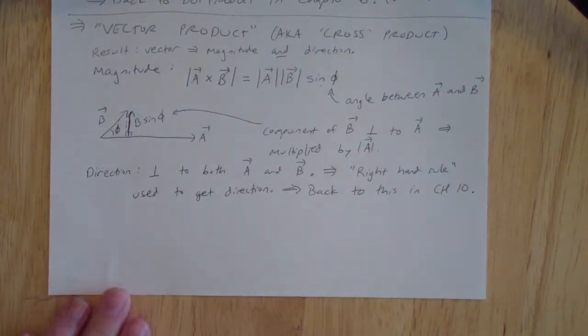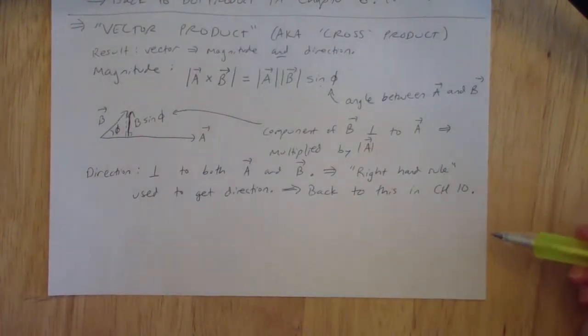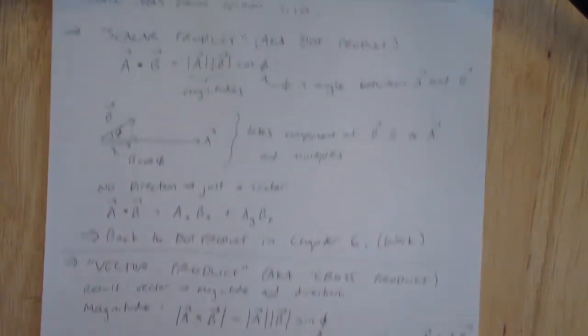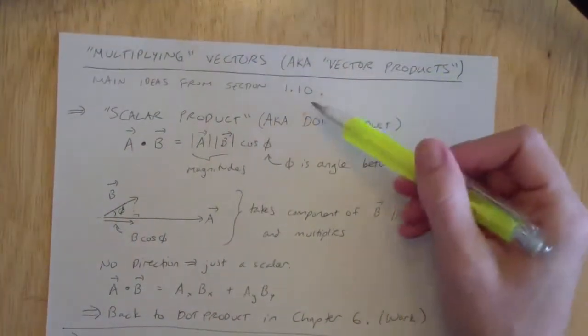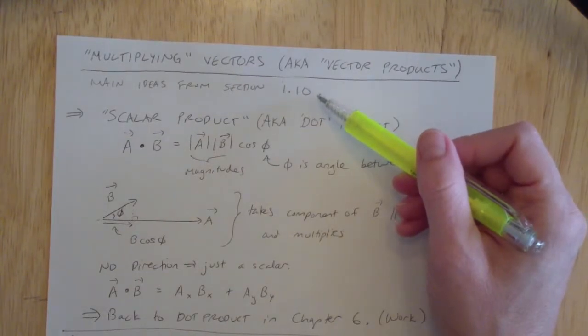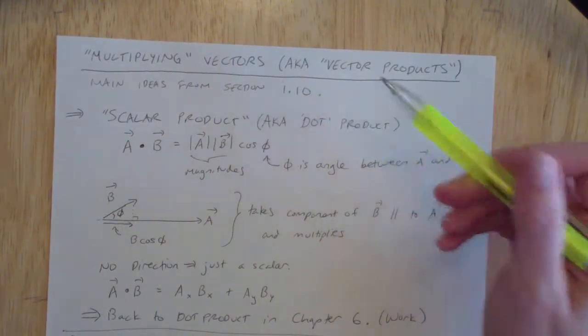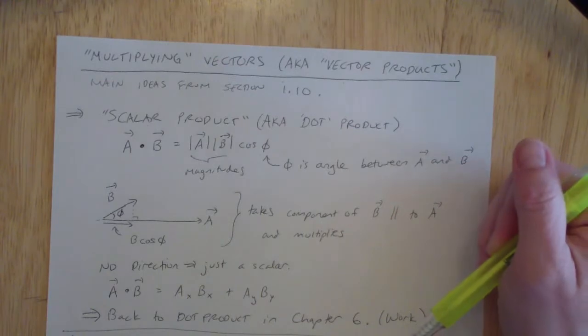All right, so that concludes the discussion of multiplying vectors and highlighting only the main ideas from sections 1.10. If you have any questions, as always, let me know.